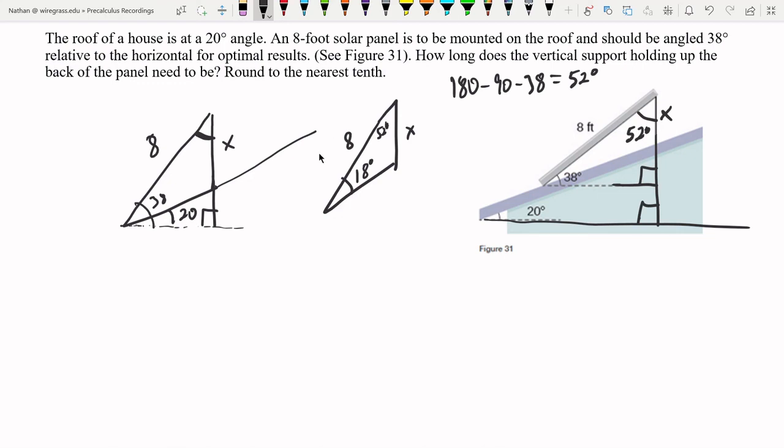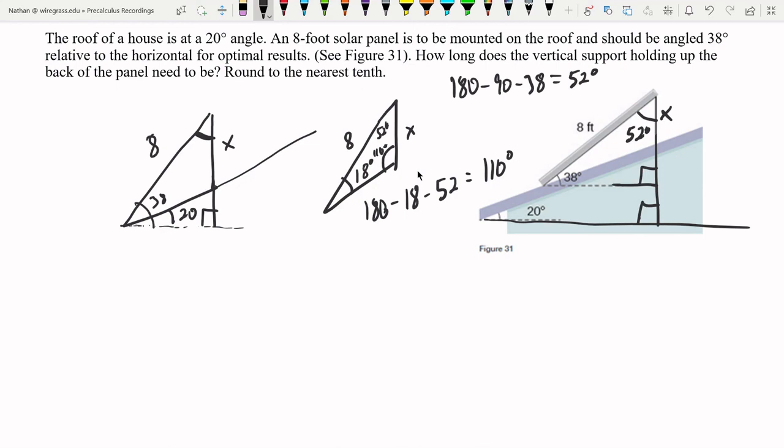And here we can see we have an angle side angle triangle. We're trying to find this side here. Well, to find this, we need to know the angle opposite the 8. So we have to know this angle here. Well, that's once again 180 minus 18 minus 52. That gives me 110 degrees.